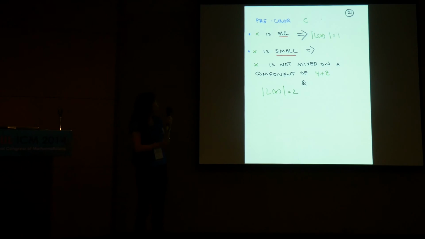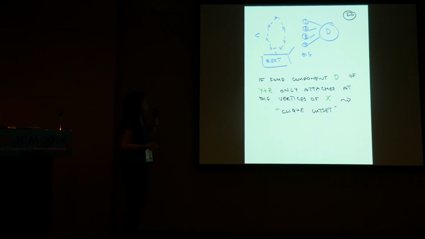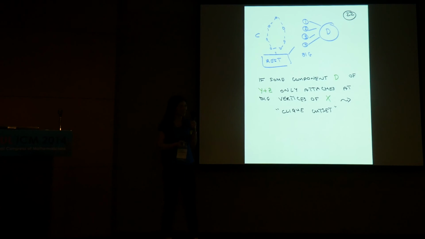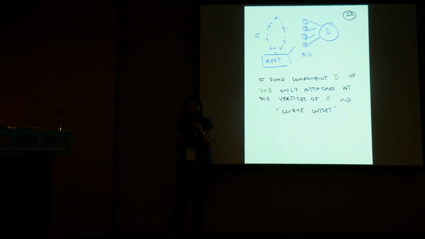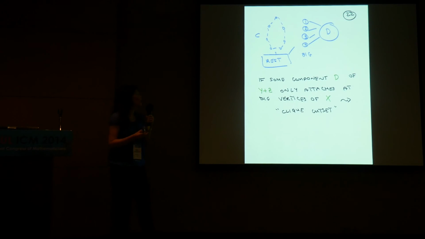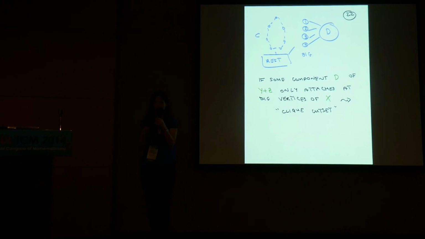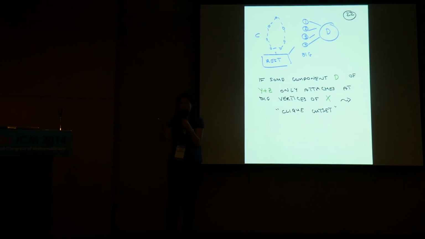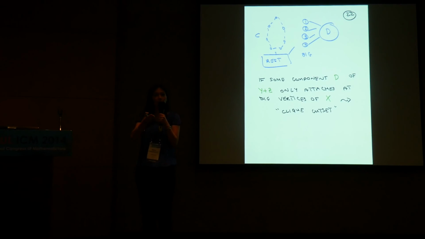Okay, so now what we do is, I have the C7 complement, I have the vertices in X, and now I look at components of everybody else. And now I look at how these components of everybody else attach. So suppose I have some component that only attaches to big vertices, only attaches to vertices whose color is fixed after I've pre-colored the C7 complement. Well, that's good for you because that works like a clique cut set.